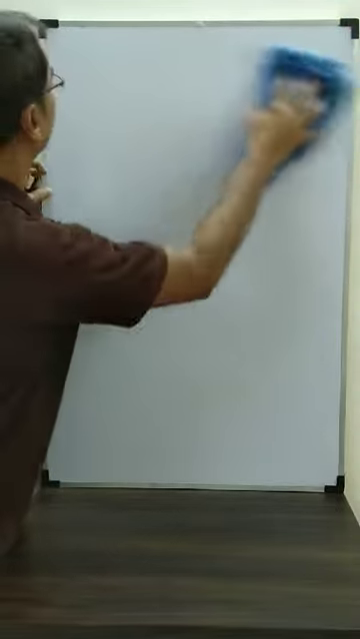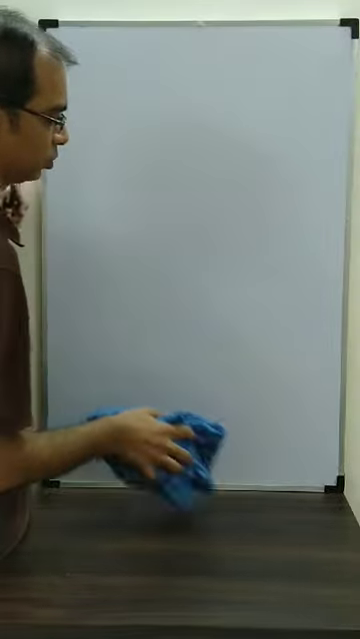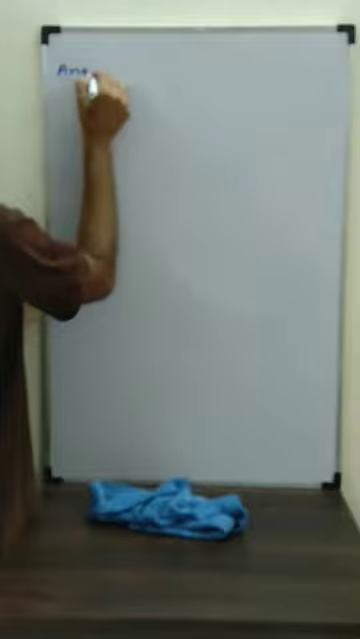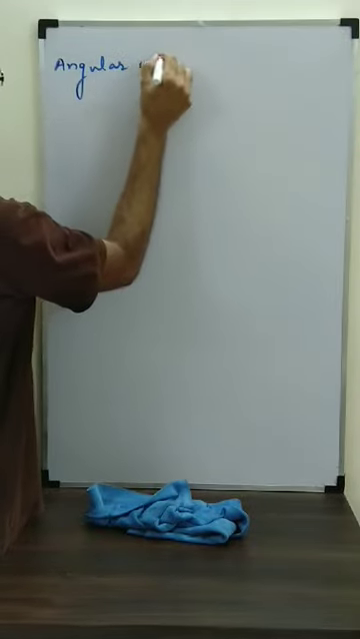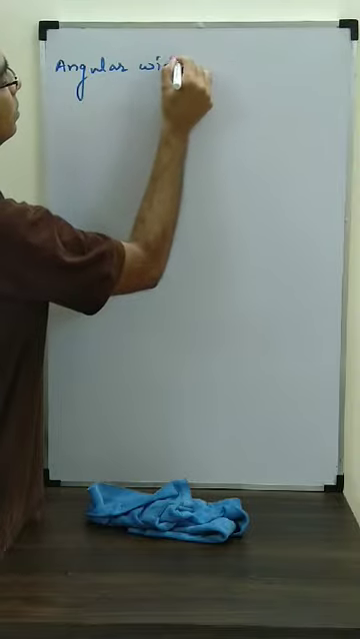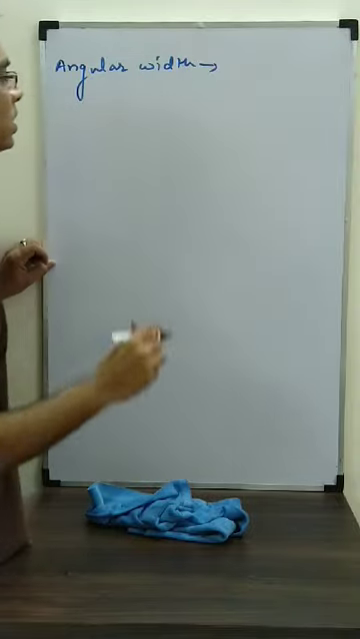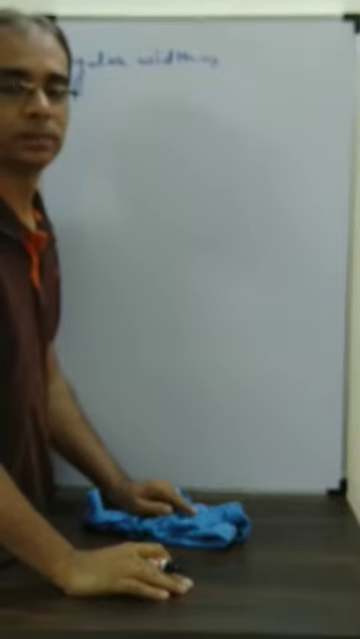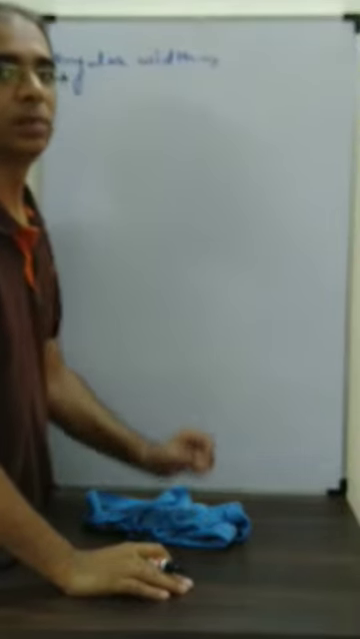So let us see further. The term that we have not discussed so far is angular width. Angular width of the fringe. Angular width, that means it's an angle. Okay, now what is this? It is an angle made by one fringe.